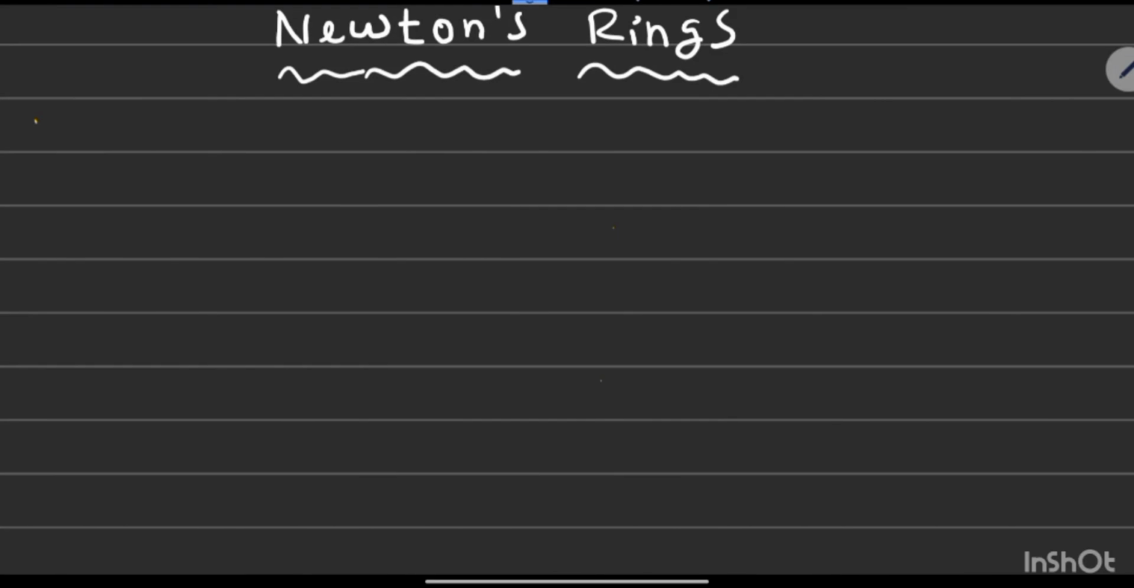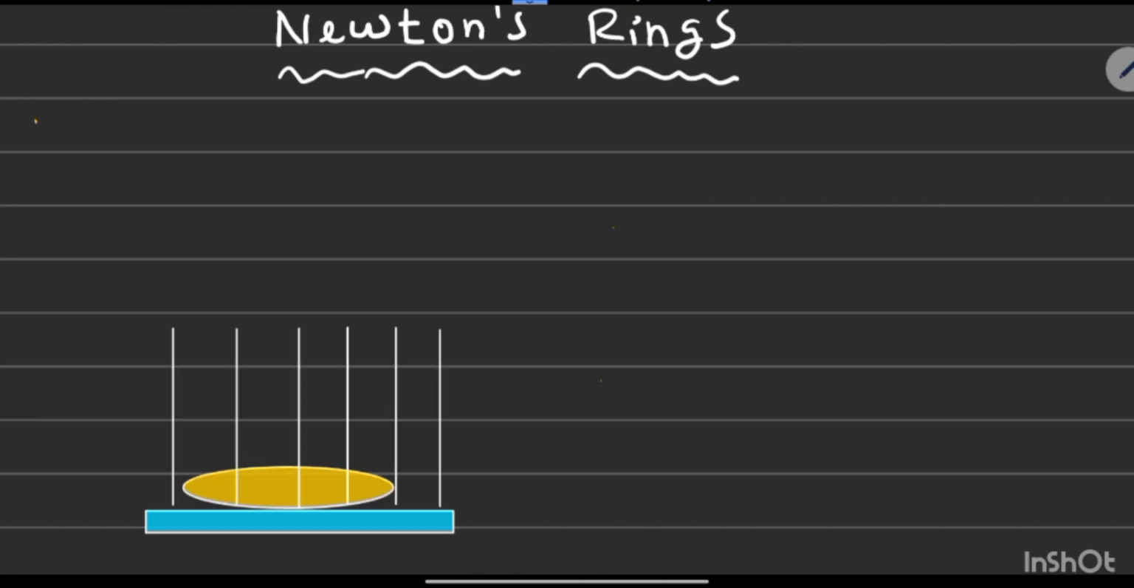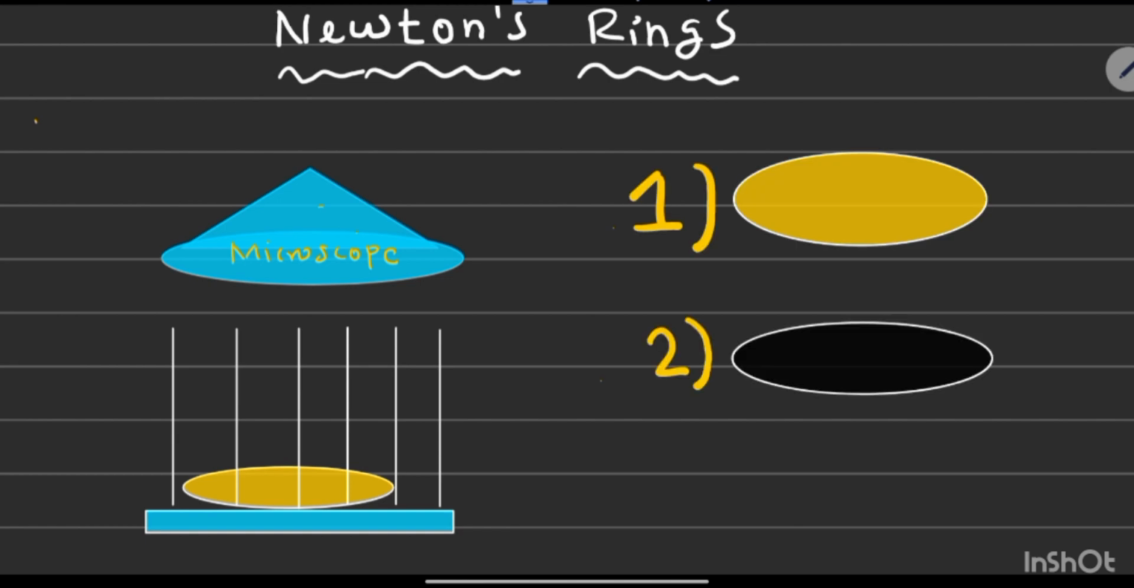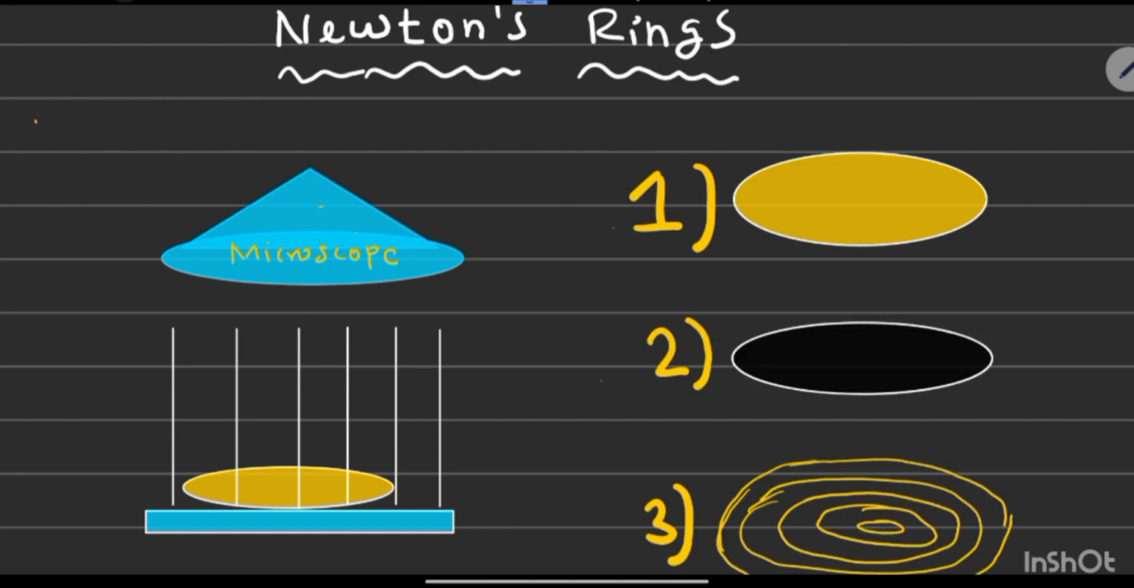Hello all. Today we'll discuss Newton ring. Suppose I have a plain glass plate over which I place a plano-convex lens and shine monochromatic light, and I look through the microscope. What kind of pattern will we get? Will we get a completely bright region, a completely dark region, or concentric bright and dark rings? The answer is concentric bright and dark rings. Let's discuss the reason behind this.